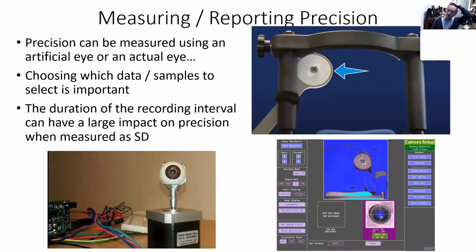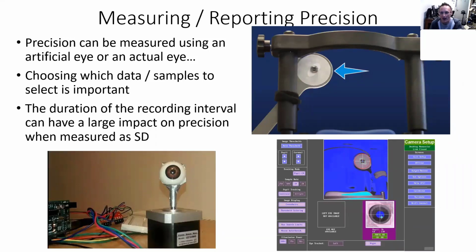Now, one of the slight differences about measuring precision compared to accuracy is that you can measure precision using an artificial eye, in which case any noise that you measure, any imprecision that you measure, is clearly the fault of your eye tracker, because there's no human oculomotor system involved.